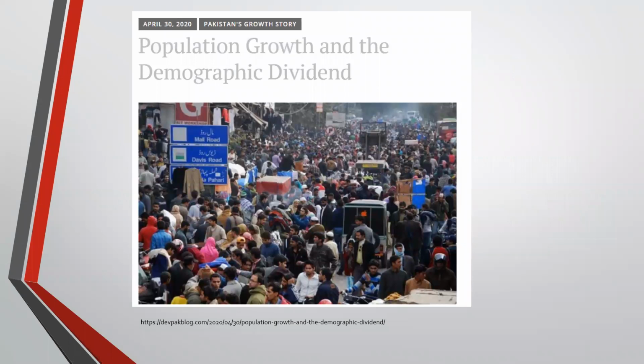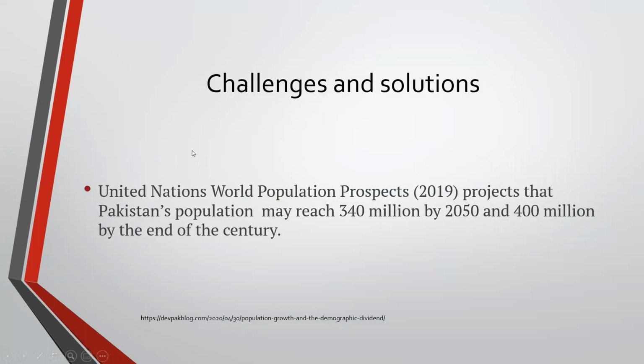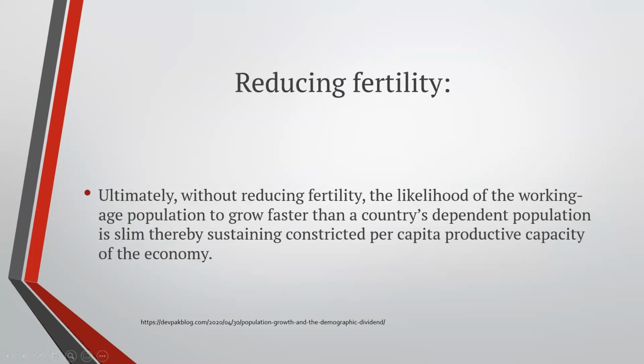So this was the article published with the title Population Growth and Demographic Dividend. Pakistan has faced many challenges, and the population is projected to reach 340 million by 2050 and 400 million by the end of the century. The main challenge we are facing is the high fertility rate. One solution is to reduce the fertility rate. Without reducing fertility, the likelihood of the working age population growing faster than the dependent population is slim for Pakistan, making it difficult to sustain the constricted per capita productive capacity of the economy. So reducing the fertility rate is the first aim to achieve the transition from stage 3 to stage 4 for Pakistan.